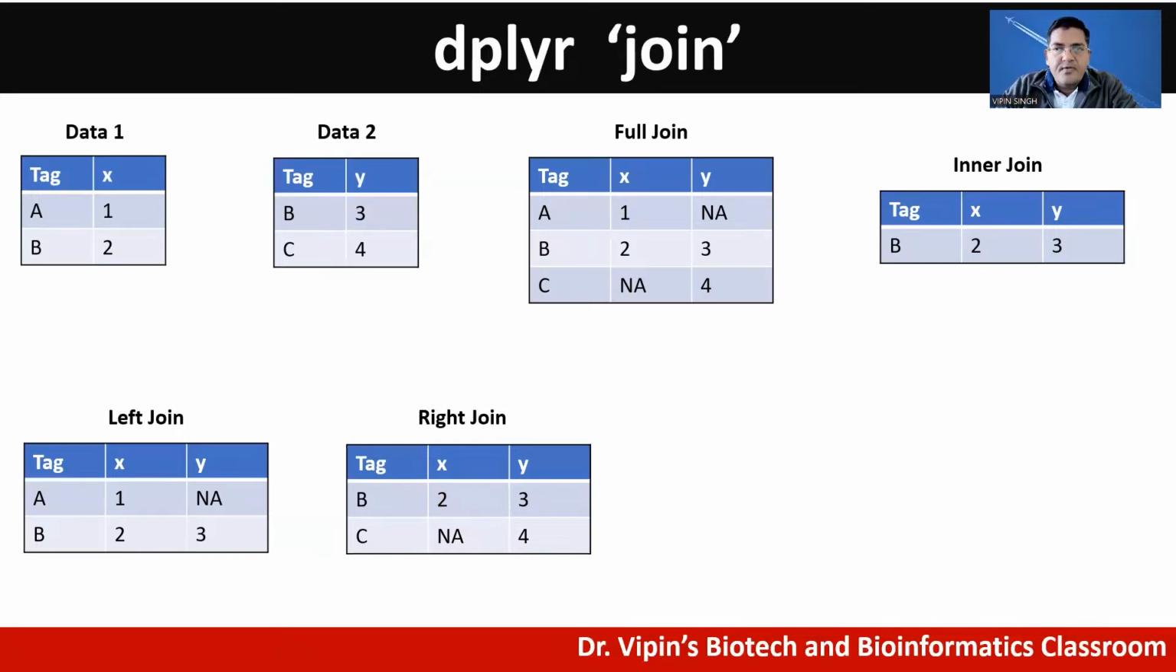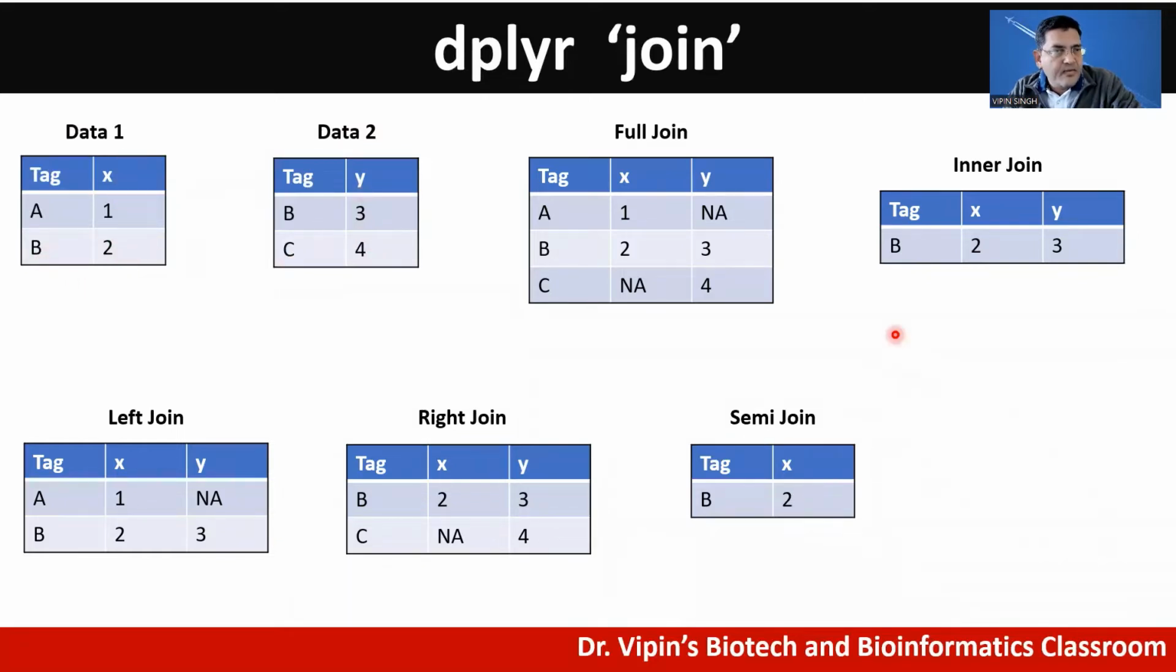Then you have what is known as semi-join. As the name indicates, it gives you half the data, not the complete data. And what is the data that you get? All tags in dataset 1 that are common also in dataset 2 will be shown for dataset 1. So for example, here when you say semi-join data 1 and data 2, what we get is B and 2, because B is a tag that is common to data 1 and data 2, and the value of B in data 1 is 2.